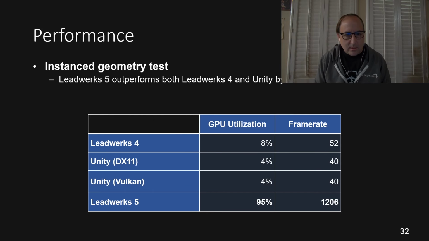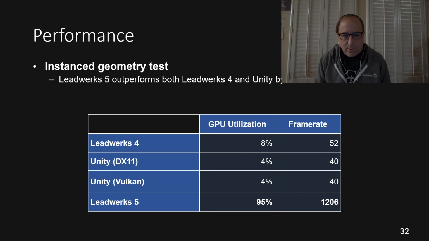So the instance geometry test, all this does is it just places like 32,000 boxes that are all instances of a single box. And it just places them in the scene, and they're all in the view. So it's kind of a worst case scenario for the frustum culling, because you have all the overhead of the culling system, but it provides zero benefit because nothing is culled.